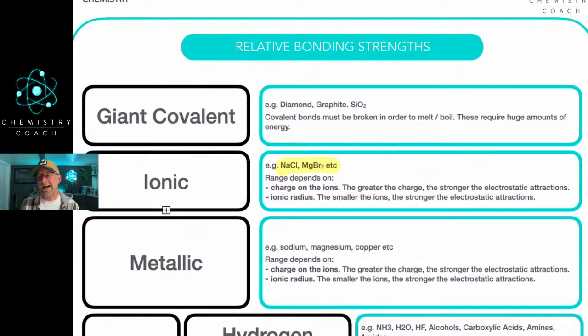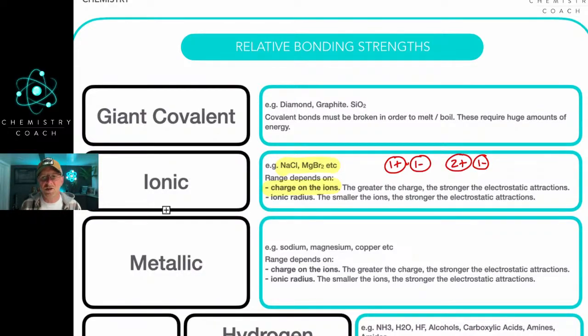What does that actually depend on? Okay, so if we were to compare two ionic substances and they asked us why their melting points are different, what do we need to talk about? So the range within this ionic sphere, if you like, depends on, number one, the charge on the ions. Now, if you've got a 1 plus and a 1 minus, the attraction between those is going to be weaker than between a 2 plus and a 1 minus, for example, okay?